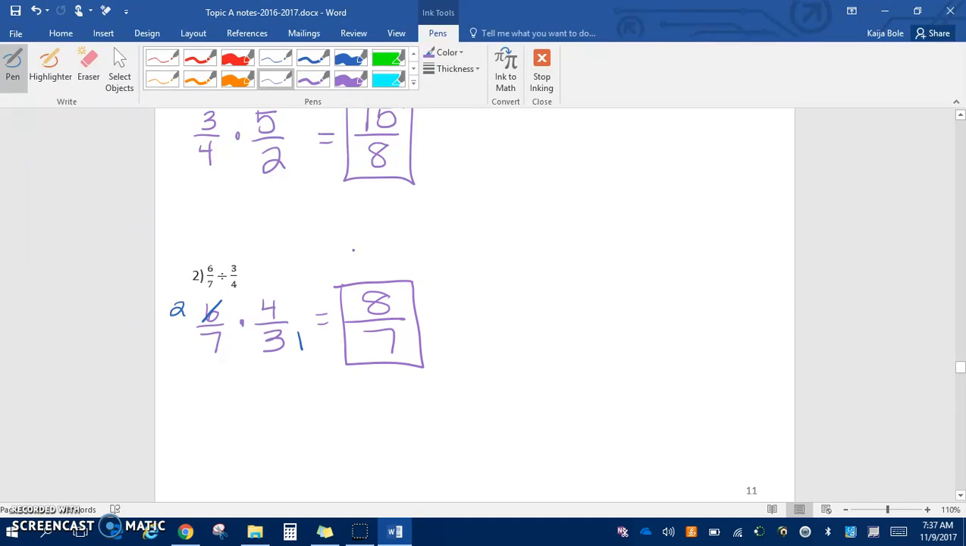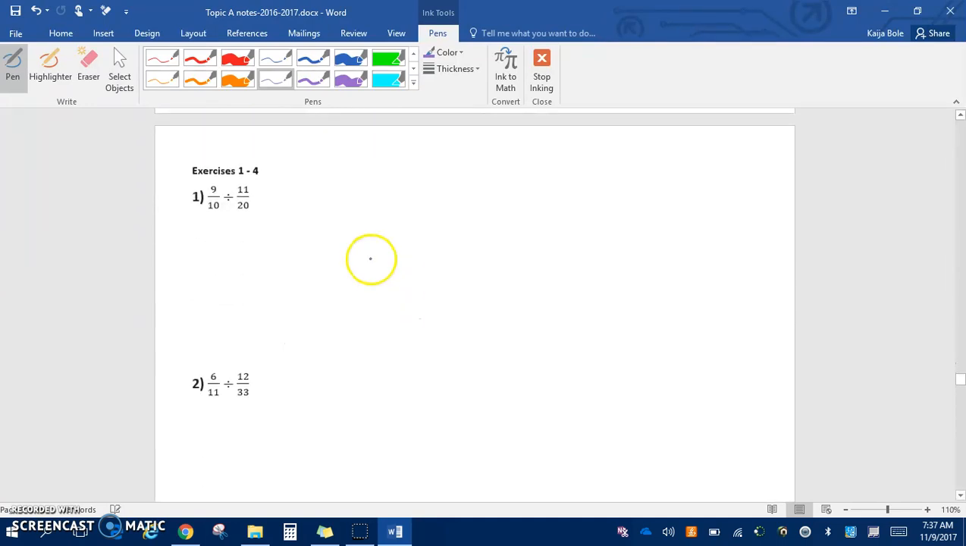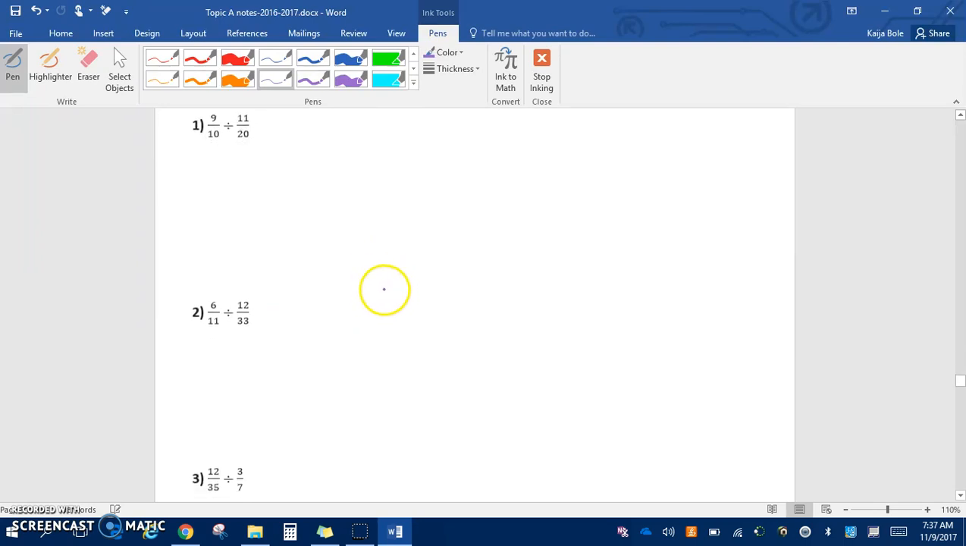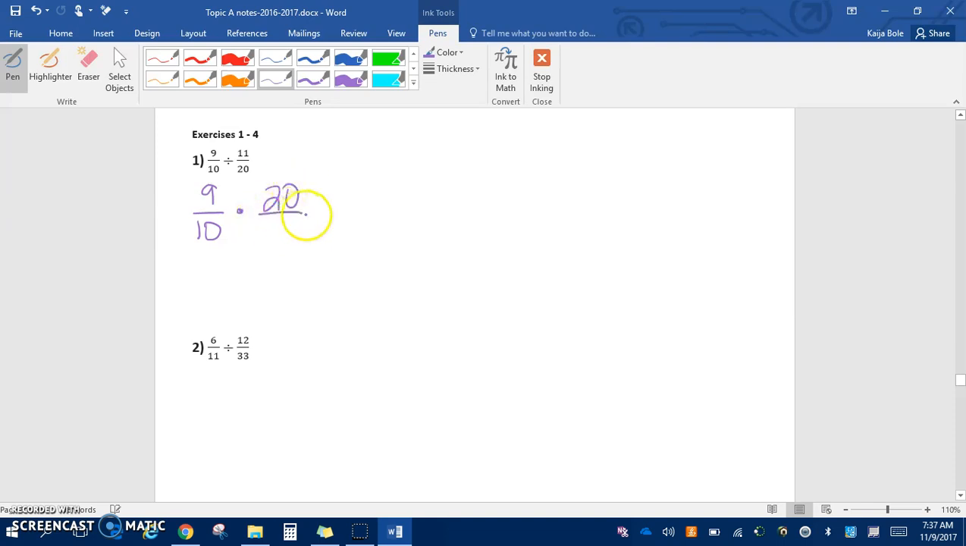Okay, go ahead and flip over to the next page. We're going to do one more all together. Alright, number 1 is 9/10 divided by 11/20. So this becomes 9/10 times 20 over 11. And we check for cross division now, and yes, we can cross divide with the 10 and the 20. If we divide them both by 10, we get 1 and 2. So now when we multiply across, 9 times 2 is 18, over 1 times 11 is 11, and we can't simplify anymore, so this is our final answer.